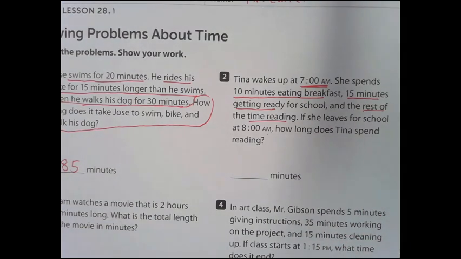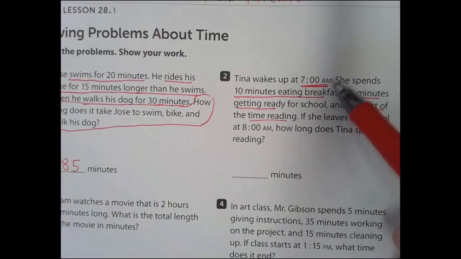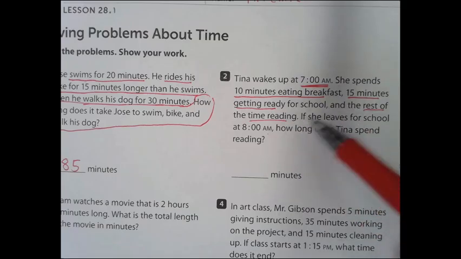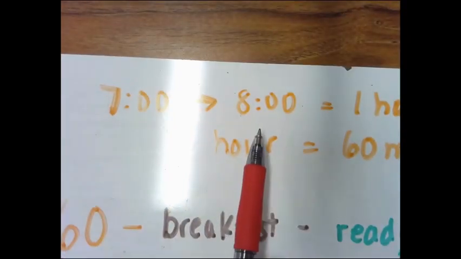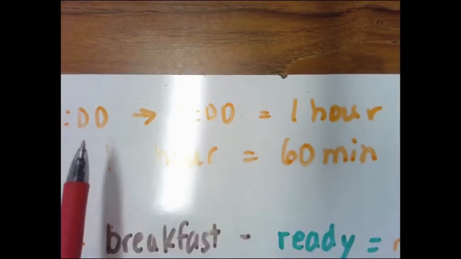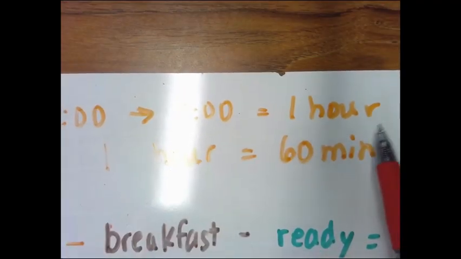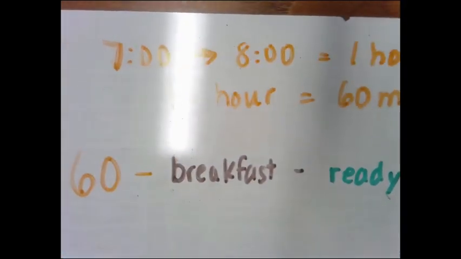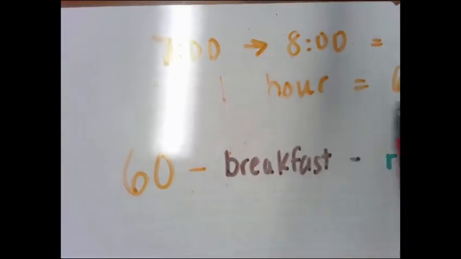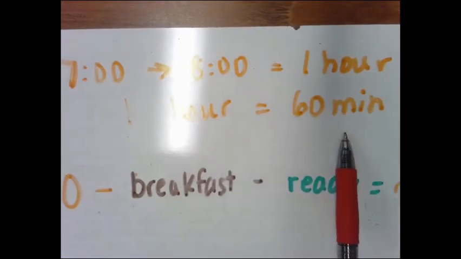Okay. So we got to break this down into a couple of steps here. First of all, we got to figure out how long she has to do her morning routine. She gets up at 7 and then she goes to school at 8. Well, between 7 and 8 o'clock is 1 hour. Oh, sorry for the glare again. But 1 hour is 60 minutes.